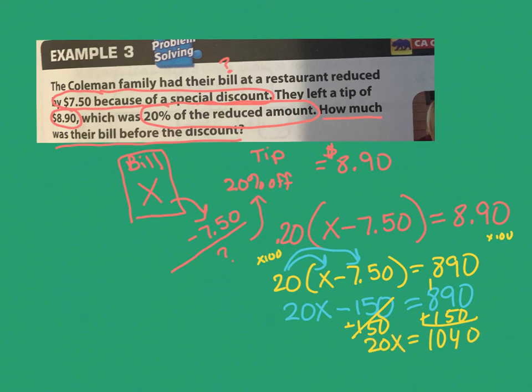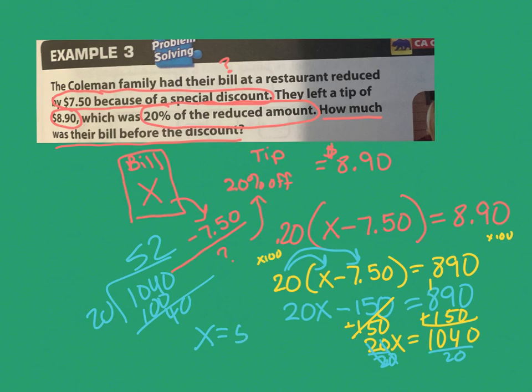Isolate the variable. It's being multiplied by 20, so I divide by 20, and that's going to be x equals 52. So their bill, remember x was representing what their bill was before the $7.50 was taken off. It was $52 before it was taken off there. So that is how we solve that one.